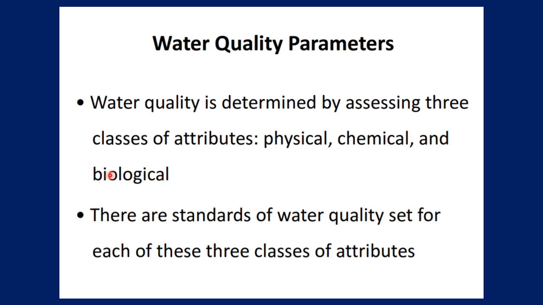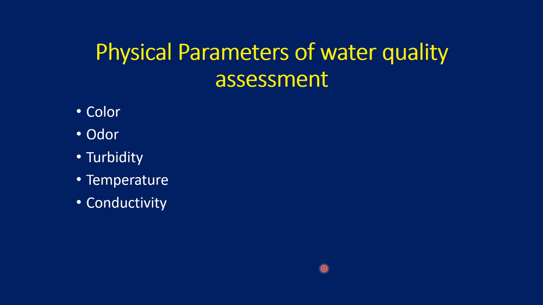So there are standards of water quality which are set for each of these three classes of attributes: physically how the water should be, chemically what are the characteristics, and biologically what are the characteristics. The physical parameters of water quality assessment are the color, odor, turbidity, temperature, and conductivity.